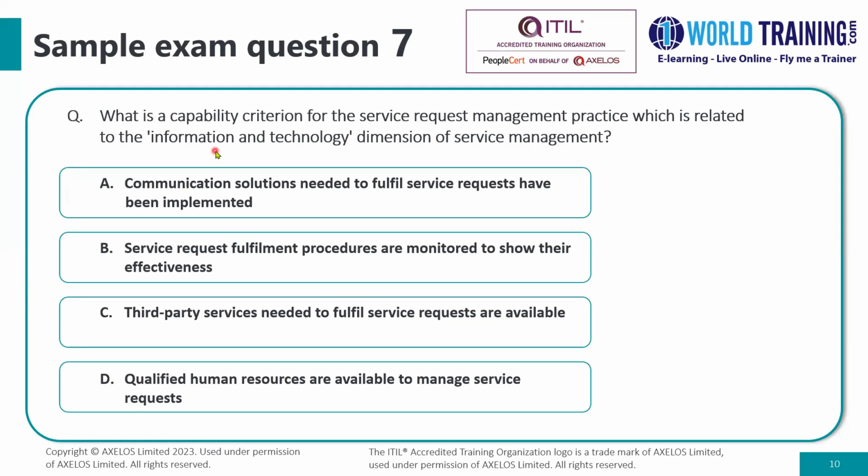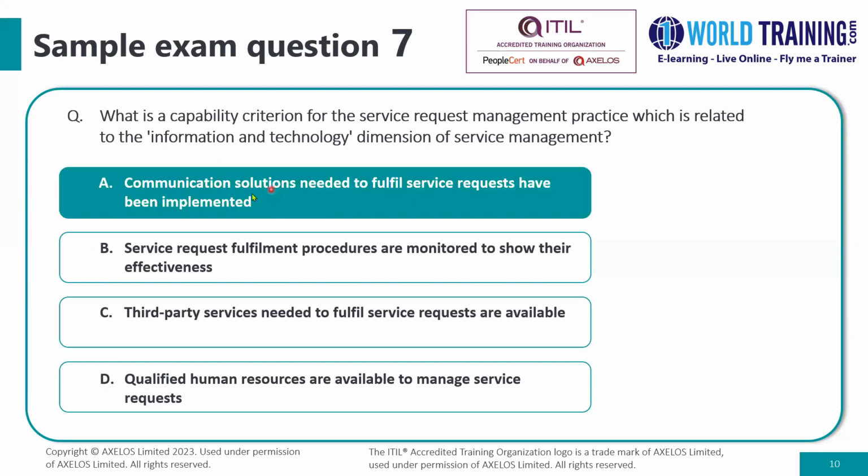The question pertains to the information and technology dimension. And if we observe carefully, each of these options connects with a specific dimension. For example, option B is about the value streams and processes because we see the word procedures there. Option C is about the partners and suppliers. We see the third-party services. Option D is about the organizations and people dimension. We see the qualified human resources there. Therefore, option A would be correct because it's about the communication solutions. And such solutions are always part of the information and technology dimension.